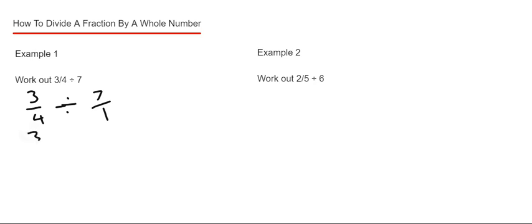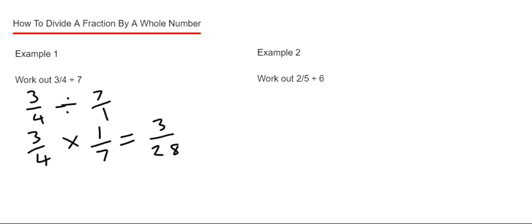So we keep the first fraction the same. We flip the 7 over 1 over to make it 1/7. And we change the divide to a times. And then we can just work that one out now. So 3 times 1 is 3. And 4 times 7 is 28.